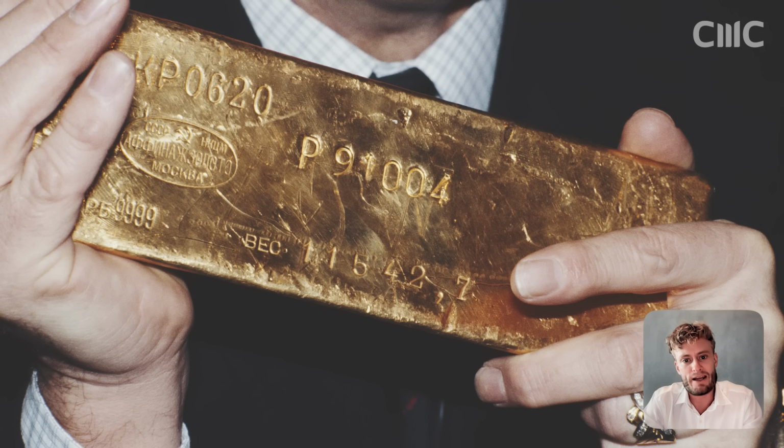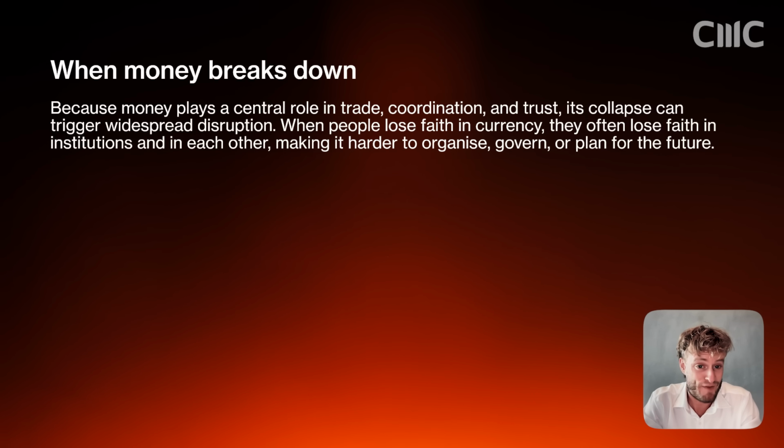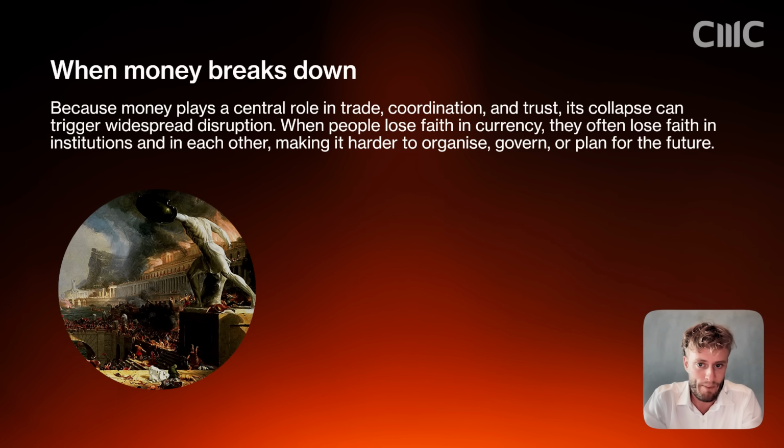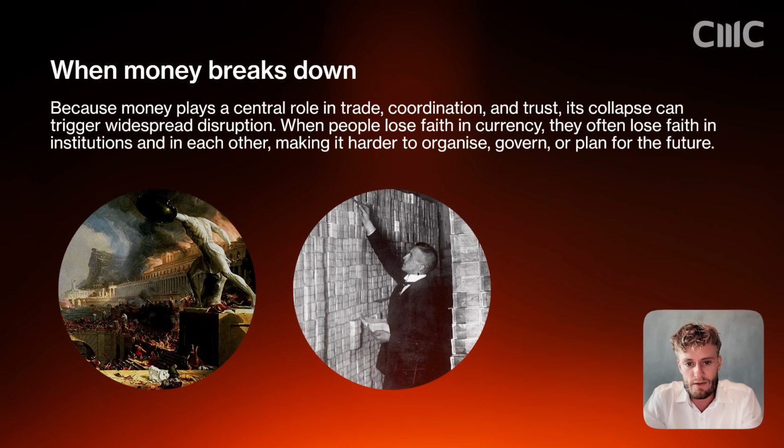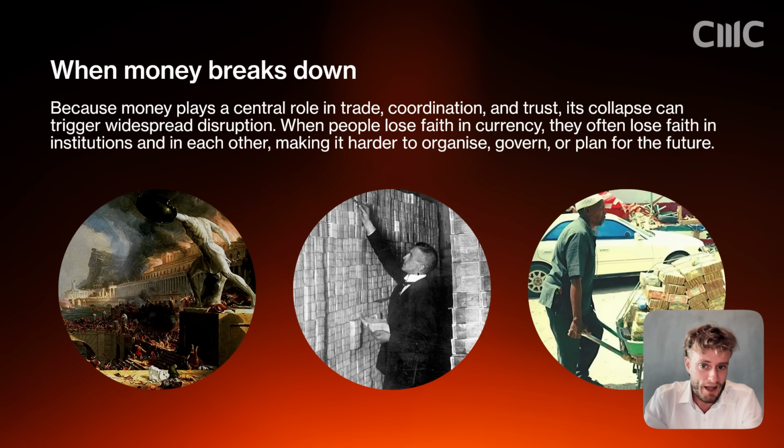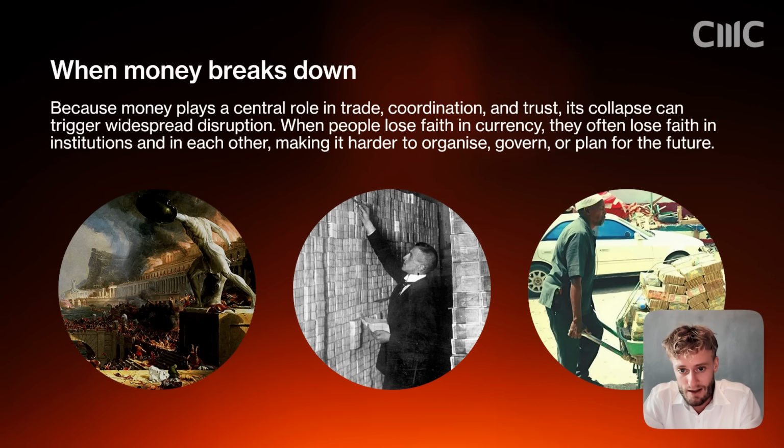And if money can be created easily in large amounts, then it loses its fairness and stability, which can be detrimental for society. So from ancient Rome to Weimar Germany, the collapse of currency has often preceded, or at the very least coincided, with the collapse of societies and empires.